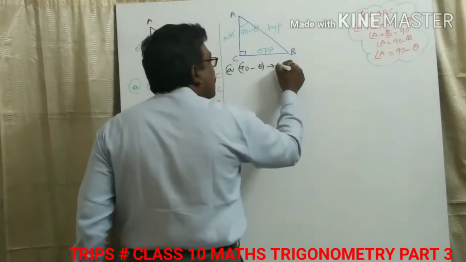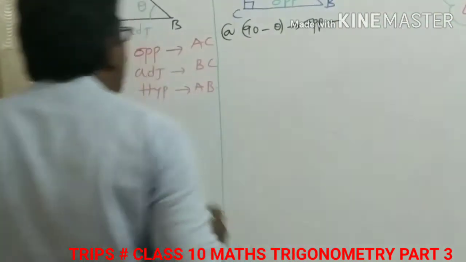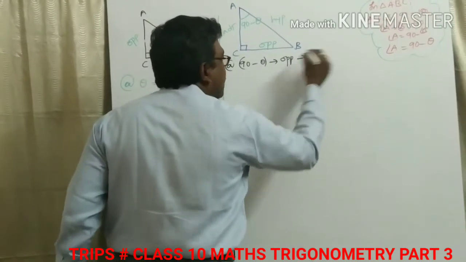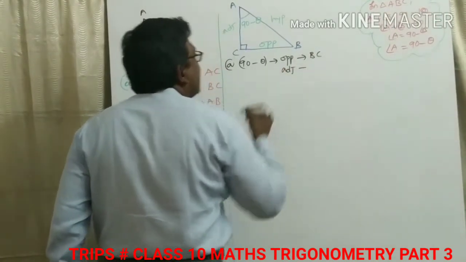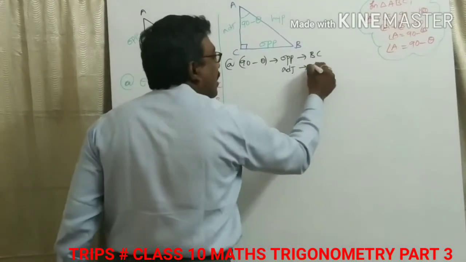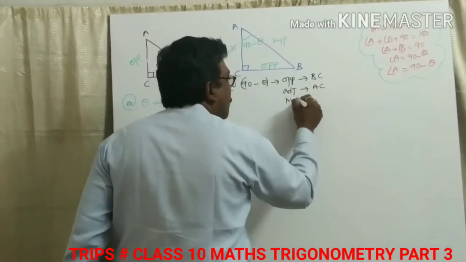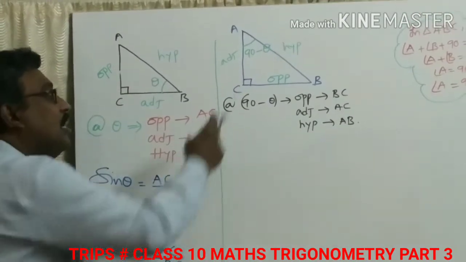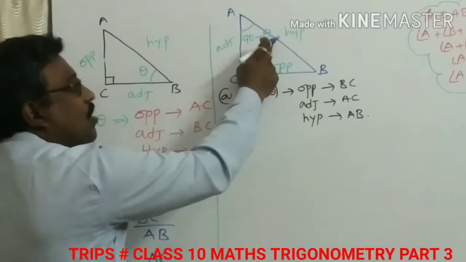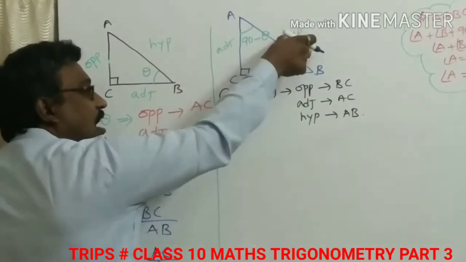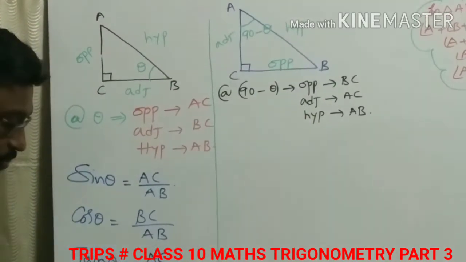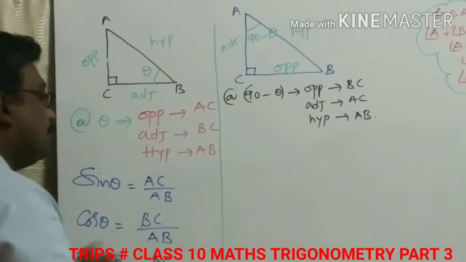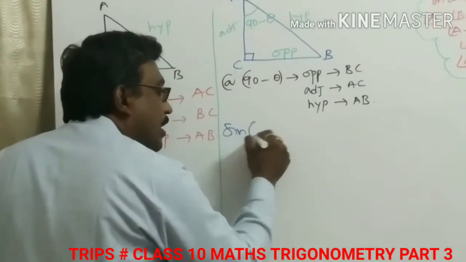With respect to 90 minus theta, the opposite side is BC, the adjacent side is AC, and the hypotenuse is AB. Opposite, adjacent, hypotenuse, I wrote the same way. Now I am writing the trigonometric ratios.